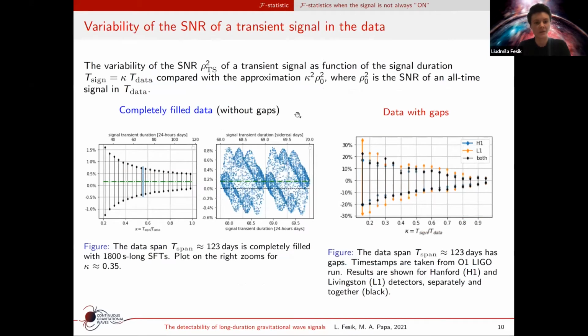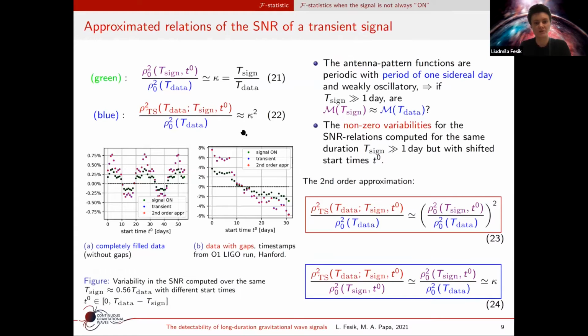Then if we compare the same for some different durations, for instance, the duration of the O1 LIGO run, which is 123 days, and firstly consider the case when the data is completely filled with SFTs, we start from shorter durations and consider the maximum variabilities. They will be not more than 1.5%, and smaller and smaller for longer and longer durations. So actually for the data without gaps, the variabilities are really negligible, and the approximate form works pretty well.